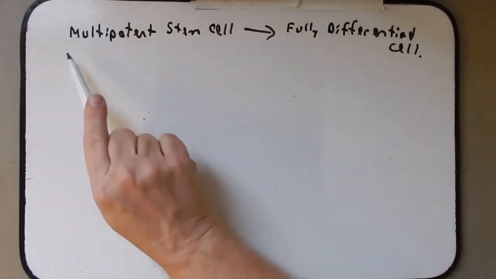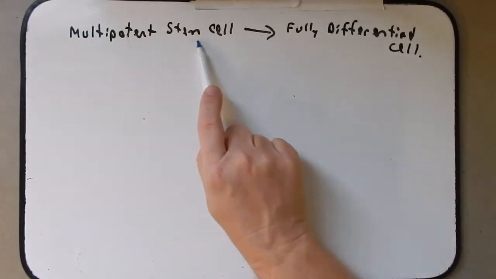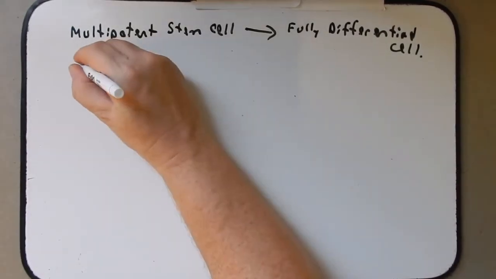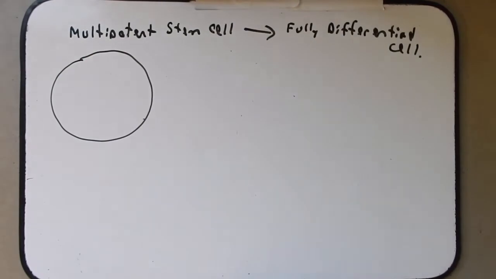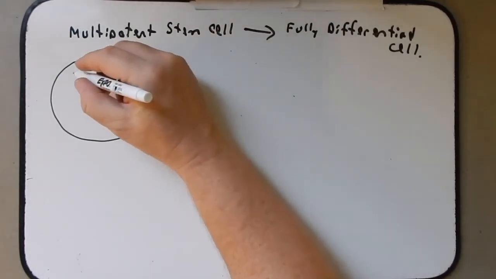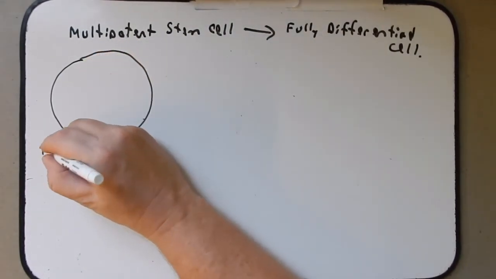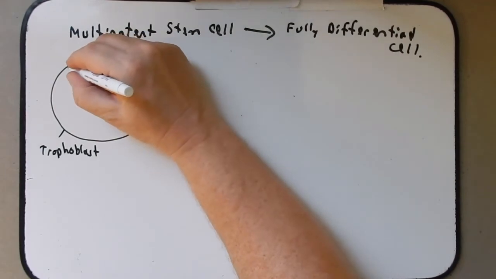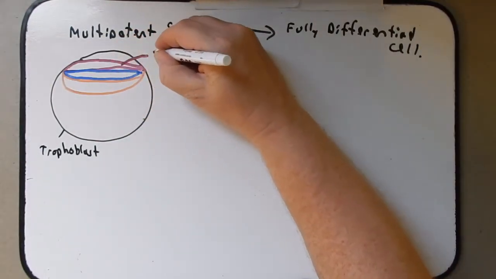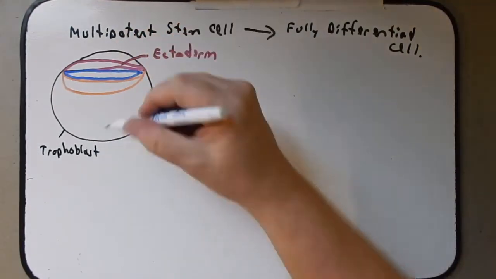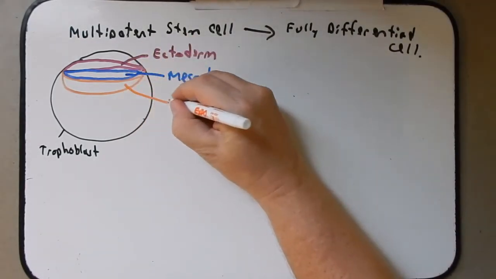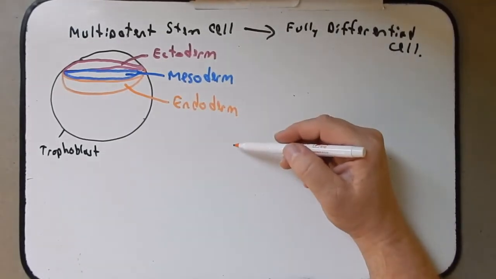In this part of the podcast, we're going to talk about how we go from a multipotent stem cell to a fully differentiated cell. And if you remember on the last slide, we ended up with this cell at gastrulation, where we had our trophoblast cells surrounding it, and then we had our inner cell mass that had formed three specific tissues. And remember we said this top one was the ectoderm, this middle one was the mesoderm, and this bottom one was the endoderm. And we said these were multipotent stem cells.